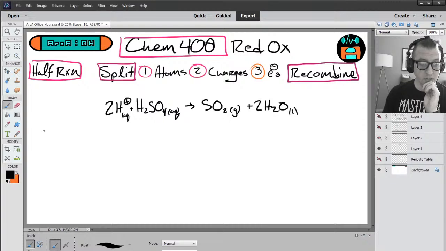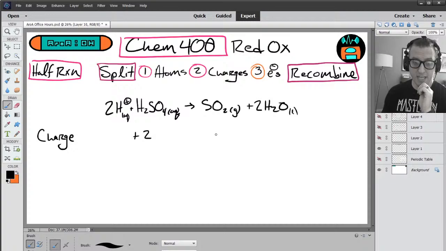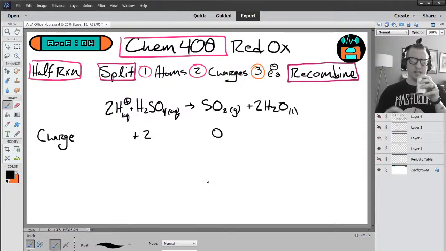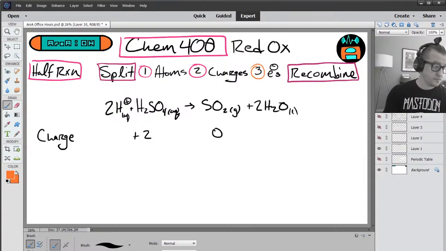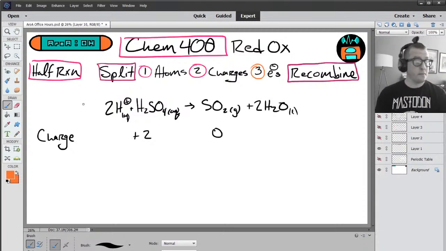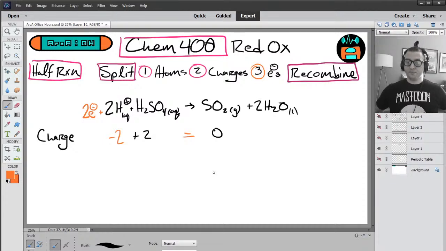Now that our atoms are balanced, we need to look at charges. We have a total charge of +2 on the reactant side and a total charge of 0 on the product side. We need these two to be equal, and you can only balance charges by adding electrons. So we need to add 2 electrons to the product side because -2 + 2 equals 0. And now our charges are balanced.